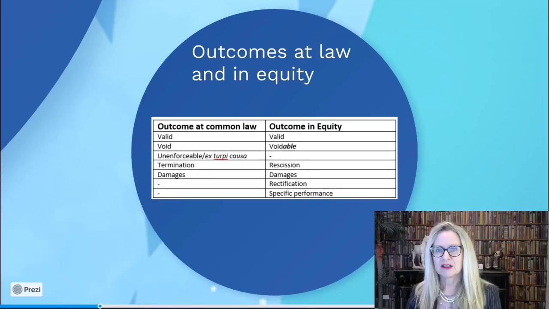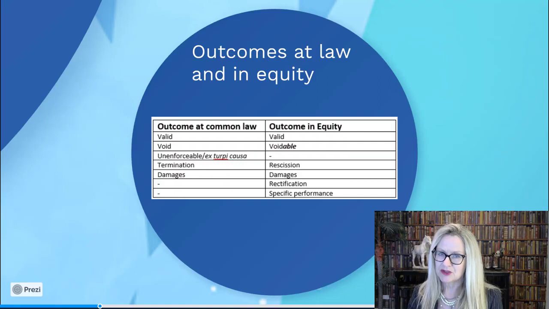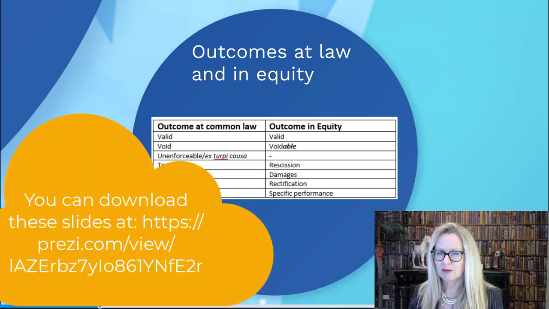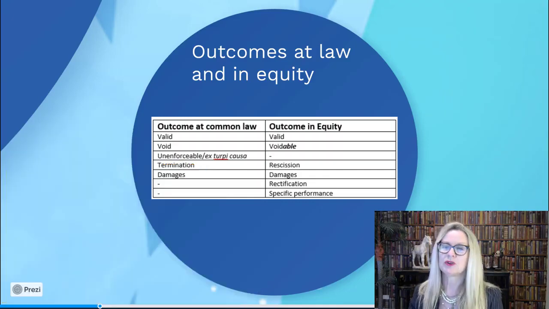Now here's just a little table of outcomes that I've drawn up for you. Hopefully we won't talk about it too much right now, but if you go back and revisit it at the end of this set of slides, it will make things fall into place a little bit more for you. But the big thing we want to talk about today really is the difference between contracts that are void at common law and contracts that are voidable in equity. Okay.